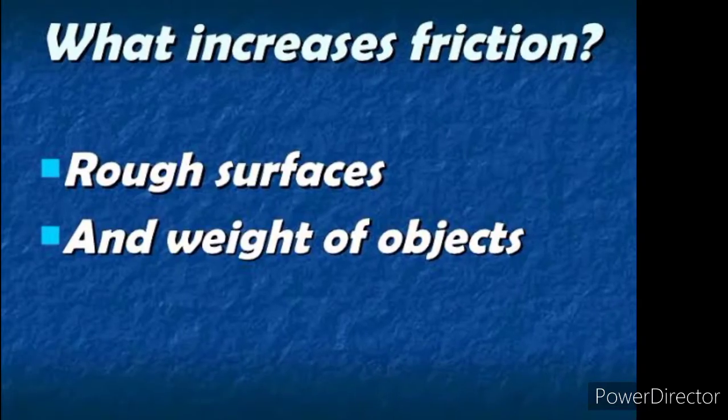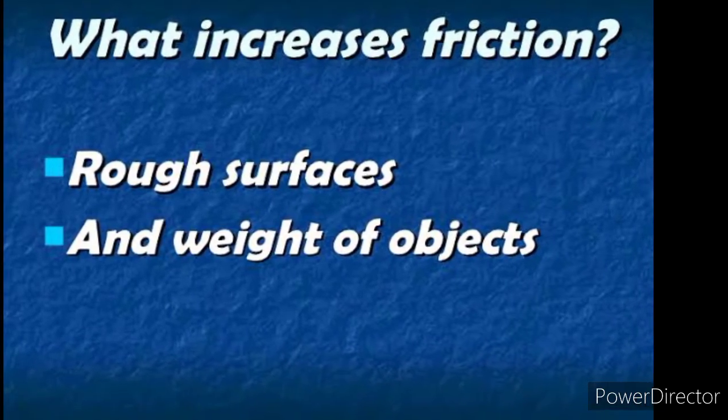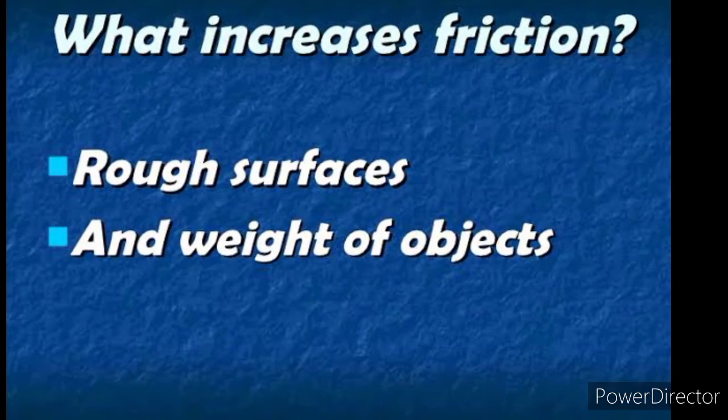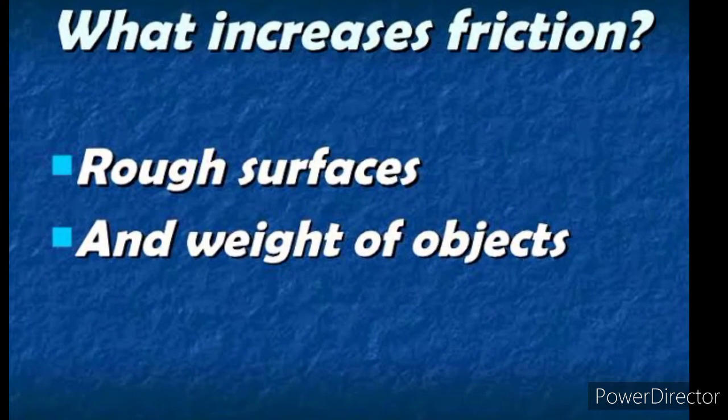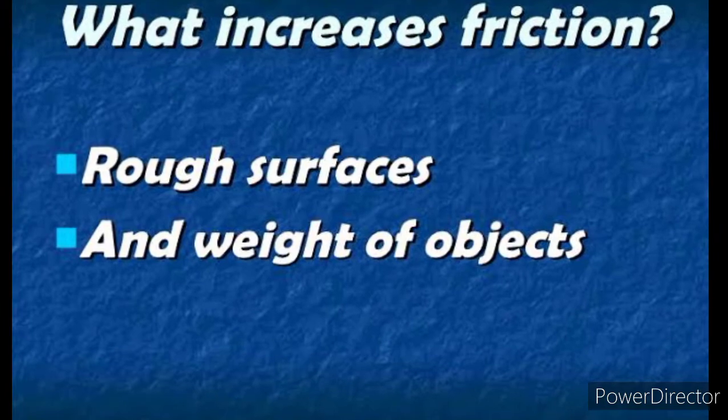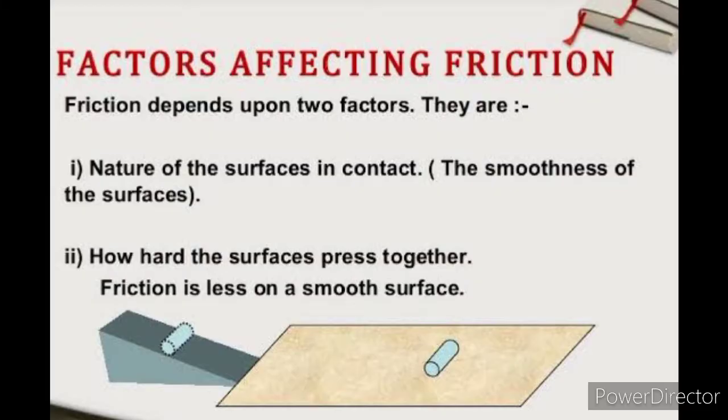Now, you must know that a rough surface increases friction. Okay? Why? If a material is very heavy and is rubbing against another material, the friction will also increase. Those are the two main things that affect friction. The rougher the surface, the more the friction. The more the weight of the object, the more the friction, and vice versa.